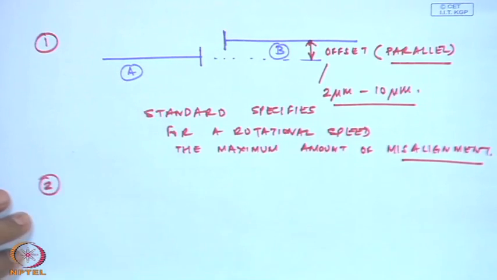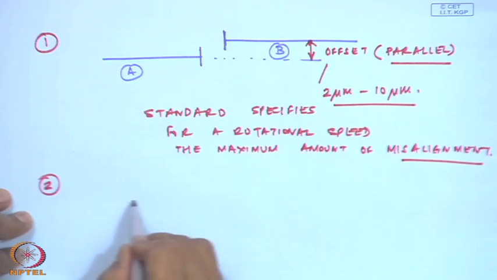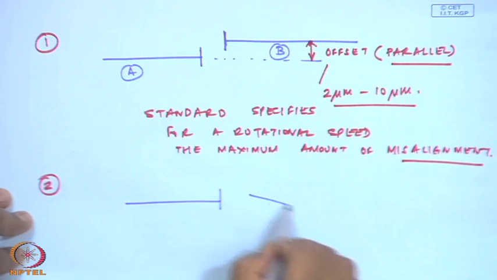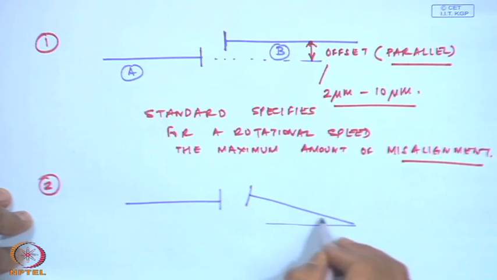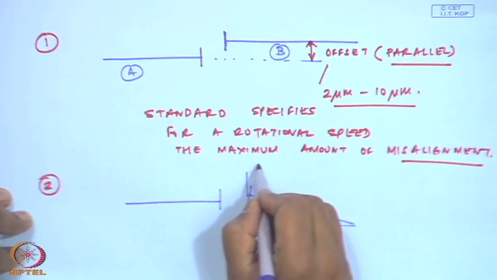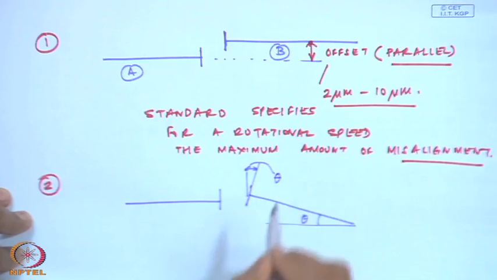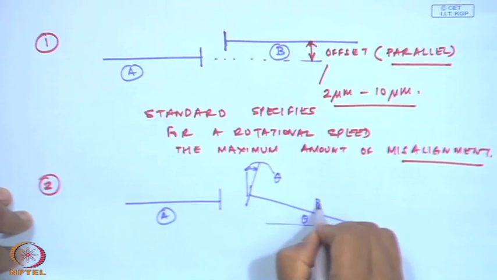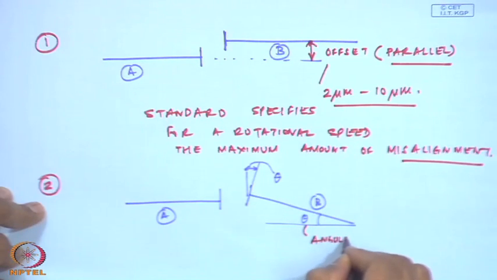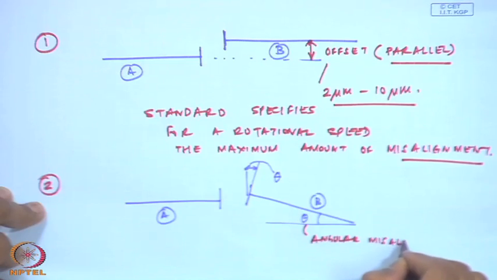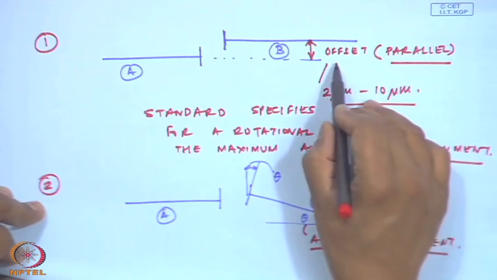In another case, we have the shafts at an angle theta to each other, shaft A and shaft B. So, this is what is known as the angular misalignment. So, we have the parallel or offset misalignment and the angular misalignment.